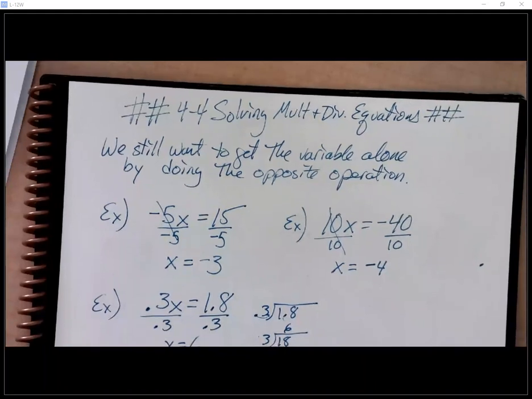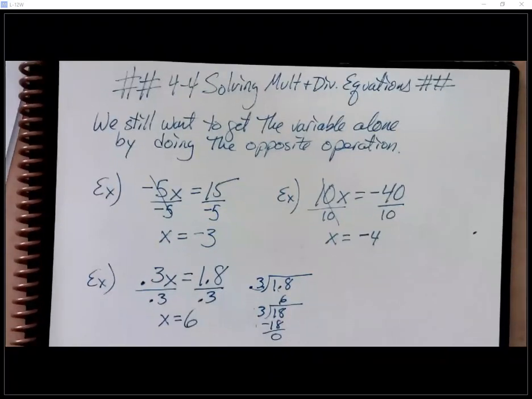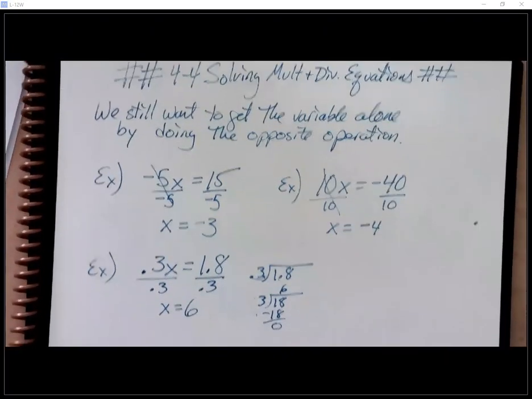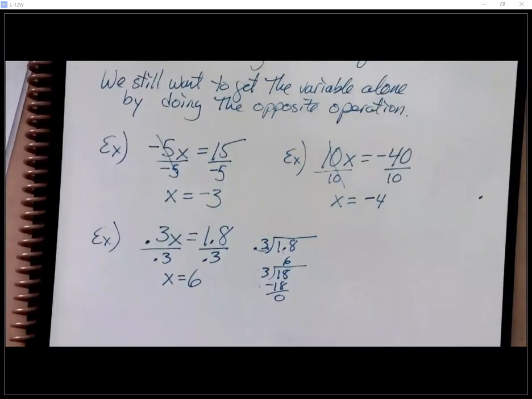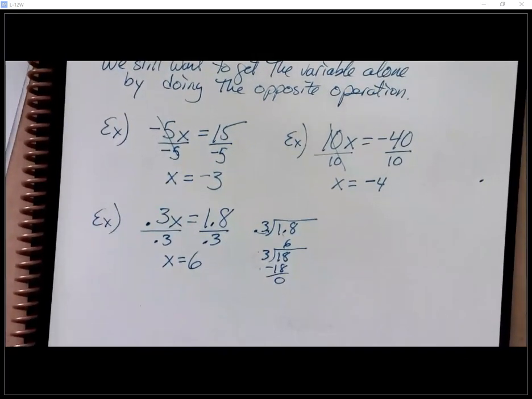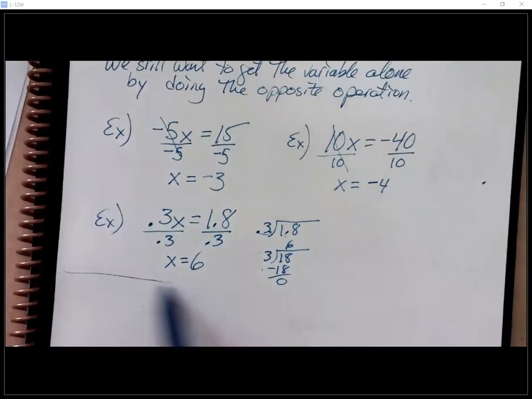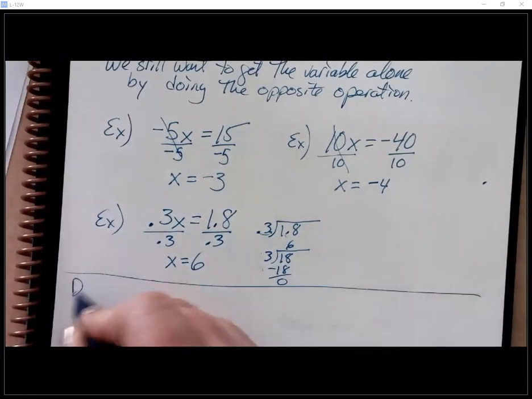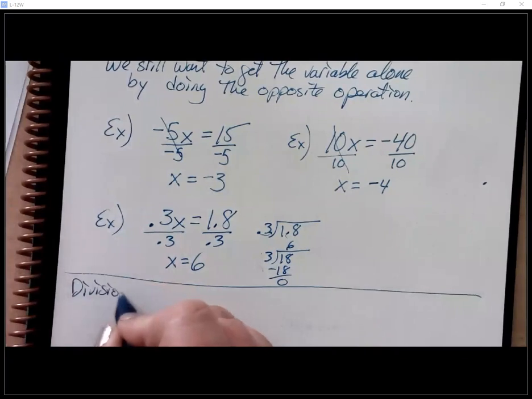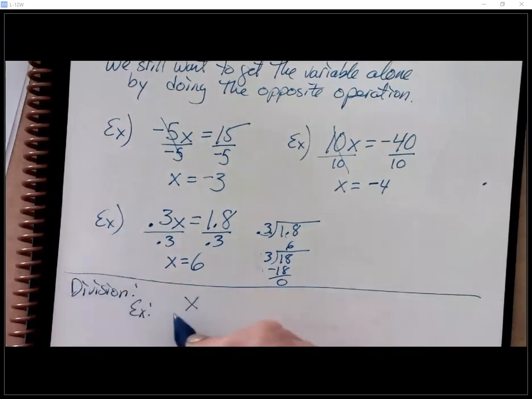Okay, so let's do some division ones. They're a little bit weirder. But maybe not. I don't know. We'll see. Let's slide this up a little bit. All right, so say we had something like x divided by 4 equals 3.